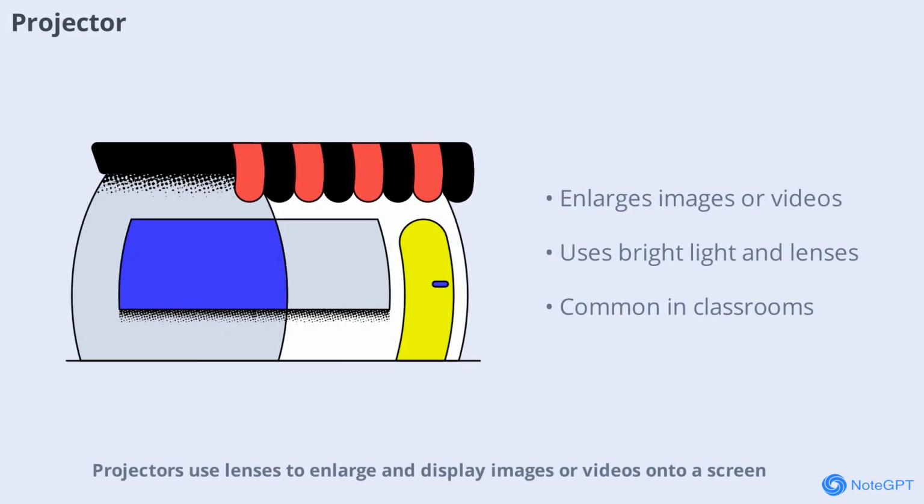Projectors use lenses to enlarge and display images or videos onto a screen. They work by shining a bright light through a small image and focusing it with lenses. Projectors are widely used in classrooms, theaters, and presentations, making information sharing and entertainment more engaging.